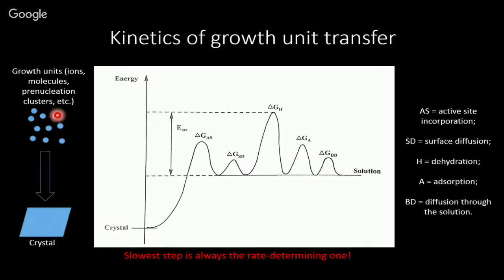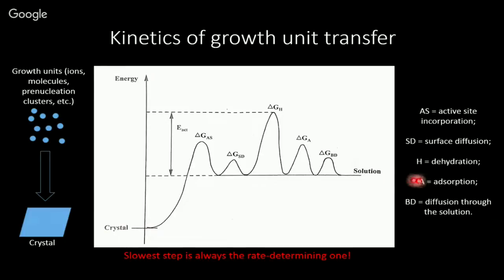Now, you can break down this process into a couple of stages. So these are the stages. Let's go from the solution to the crystal. You start here in the solution, and your growth unit is dissolved. It's solvated, surrounded by solvent molecules. It has to cover the first energy barrier, which is the diffusion through the solution. So it has to diffuse. It has to find a way through to the crystal.